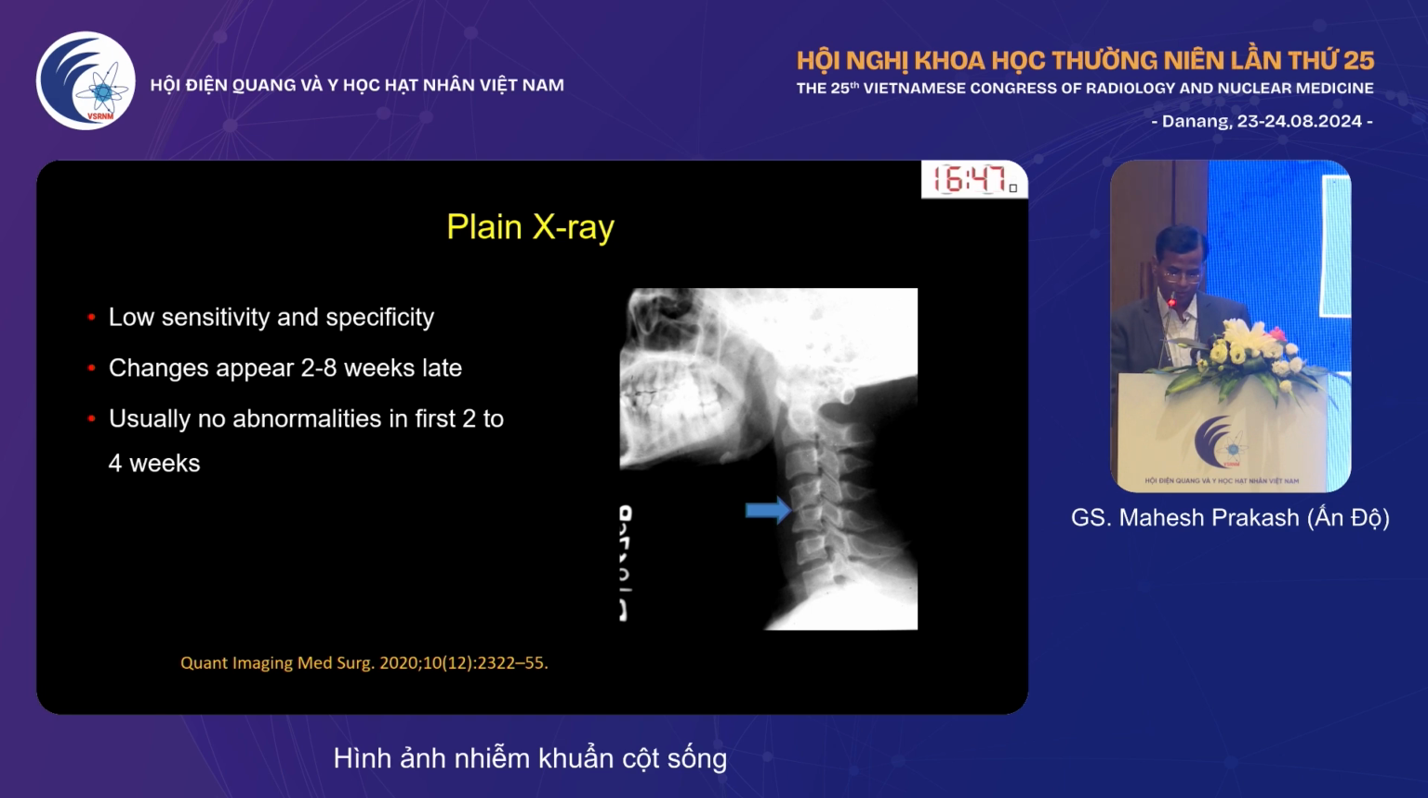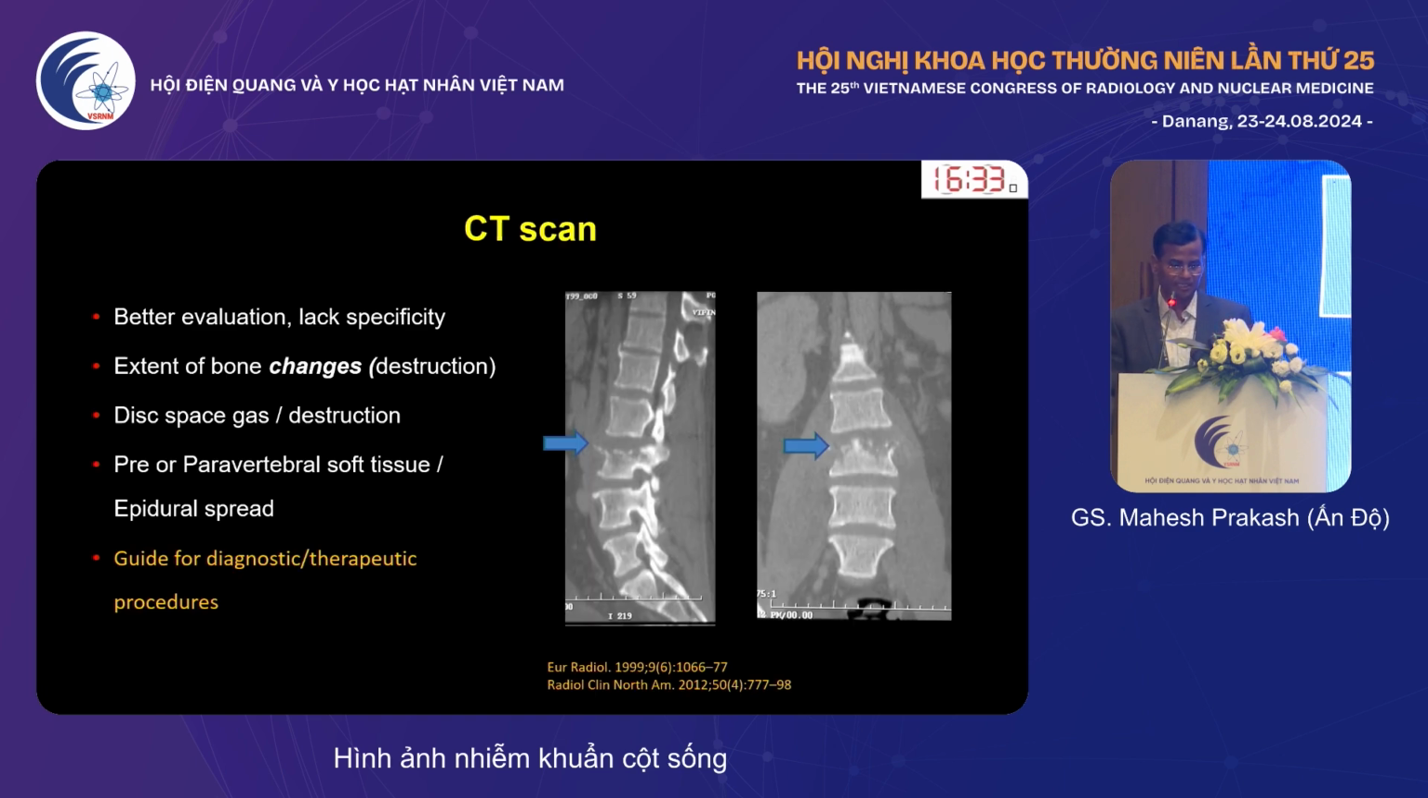But in cases of later stages, you can see some changes in the end plates, and destruction can be there. But that's why the MRI is important: it depicts the changes as early as possible. What is the role of CT scan? It evaluates better than the radiograph, but lacks specificity. If bone destruction is there, it can evaluate what kind of destruction it is. A large prevertebral collection can be identified. The most important role of CT is to guide diagnostic and therapeutic procedures. If you want to do a biopsy or aspirate a collection, you can do these procedures under CT guidance.